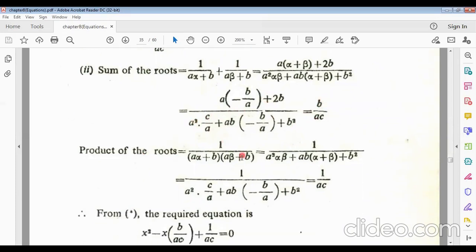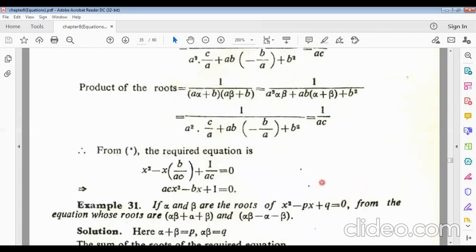Now similarly, the product of the roots will be this. Product of the roots will be just multiplying this 1 by (a alpha plus b) into this 1 by (a beta plus b). Okay, we get ab into this multiplication. So just multiplying these two, we get this one, and taking ab common, then we can put the value of alpha into beta, c by a, alpha plus beta equals to minus b by a. Then similarly we get 1 by ac. a cancel, so we get only ac, and a cancel. This is the minus b square and plus b square. Minus b square plus b square will be cancelled. So only ac. 1 by ac is the product of the roots.